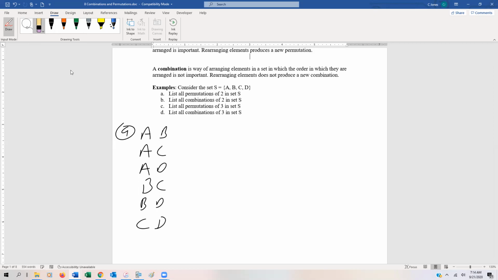Now, that's not all the permutations, because remember what we said with a permutation: if I flip the order, these are not the same. Remember the example where Jane was the president and Jack was the vice president. If I flip those around, it's not equal. So AB is not equal to BA, AC is not equal to CA, and AD is not equal to DA, etc.